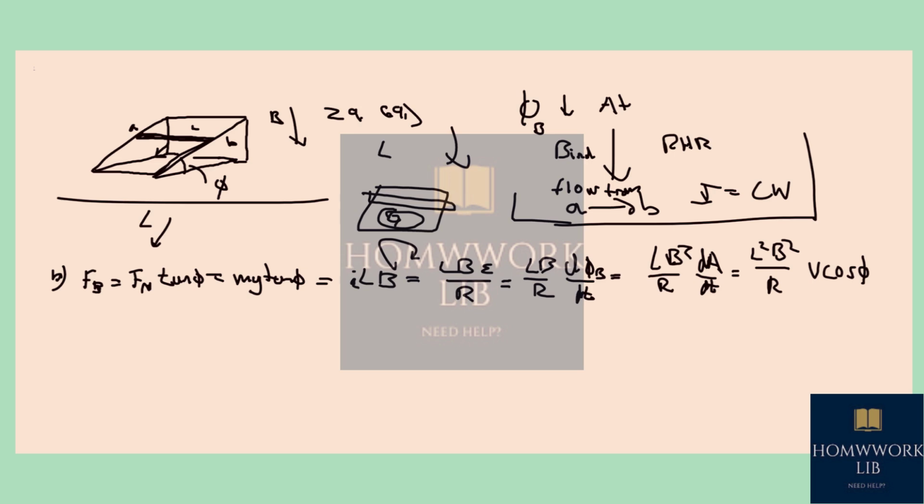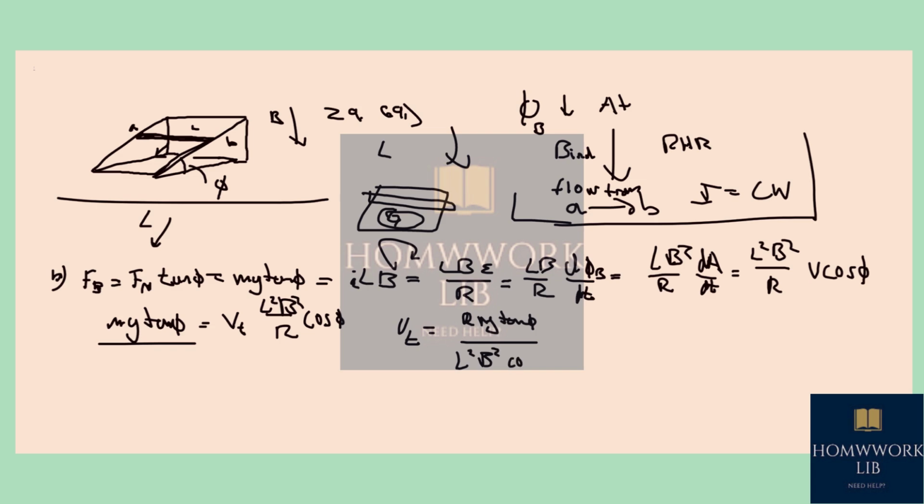Cool. So now we have an expression where mg tan phi equals v_t, our terminal speed, times L squared B squared over R cosine phi. We can rearrange and solve for the terminal speed to be R mg tan phi all over L squared B squared cosine phi. Awesome.